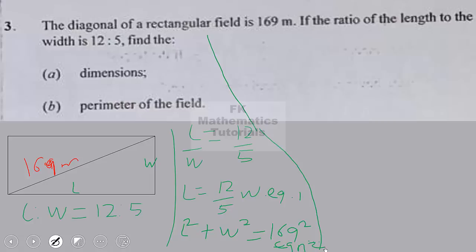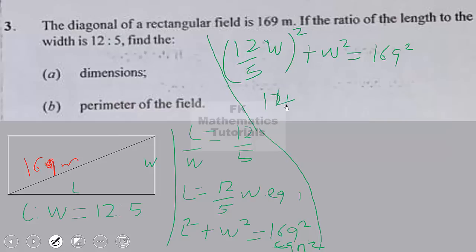So that we'll have L squared become 12/5 W squared, plus W squared is equal to 169 squared. So this is the same as 144 W squared over 25 plus W squared is equal to 169 squared.